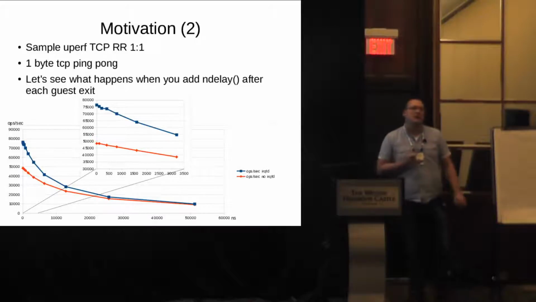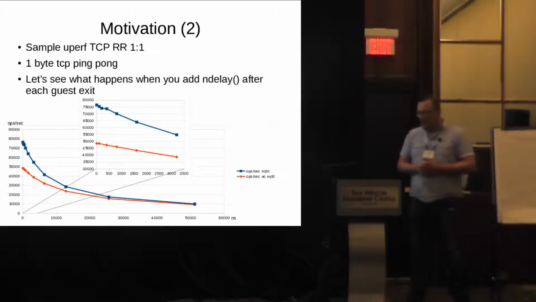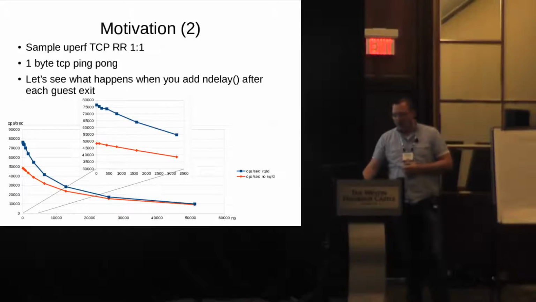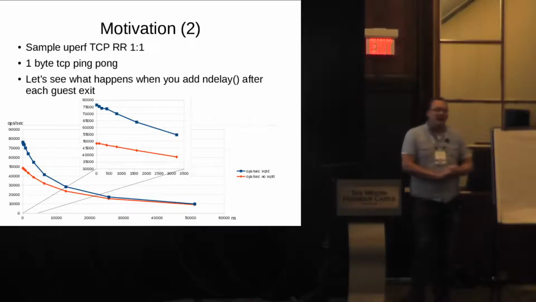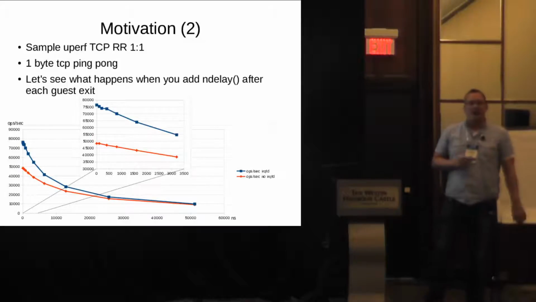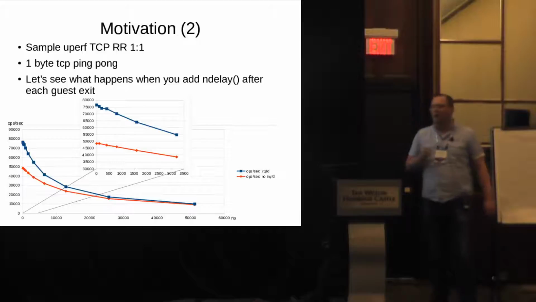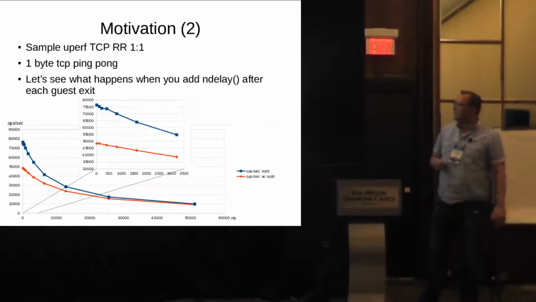So I started with a UPerf TCP/IP round-robin workload where you send 1 byte into one direction and receive another byte back. And you basically have 2 guests running on the same host. And then I decided to add an N delay after each guest exit. So whenever we exited the guest, I added some N delay with a configurable delay. And I looked at what kind of performance you get for this specific UPerf benchmark.